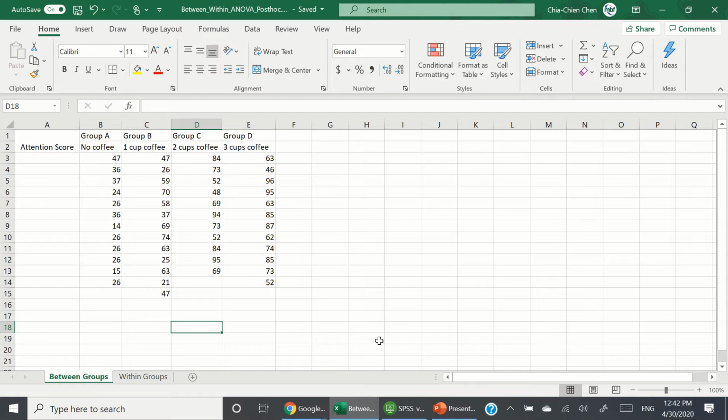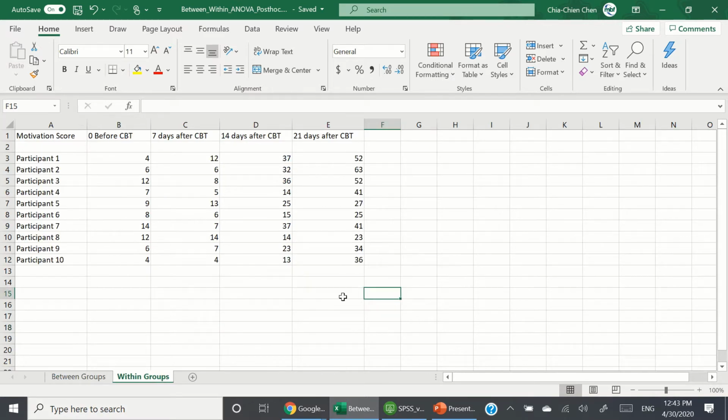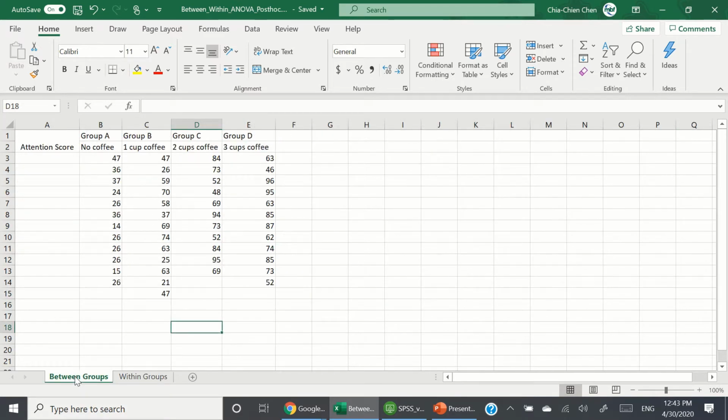I'm going to show you a total of 6 different scenarios that you can do. I'm going to show you one scenario when the data are between groups and another when the data are within groups. This Excel spreadsheet, you'll be able to find online. There is going to be one on the between groups and another on the within groups kind of design. So let's take a look at this between groups design first.